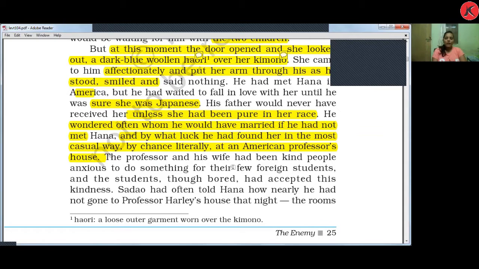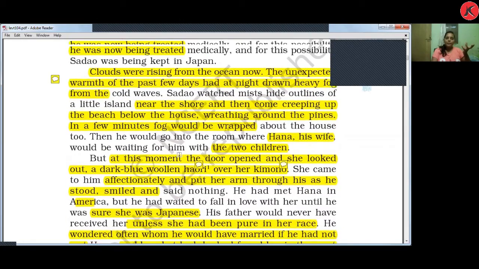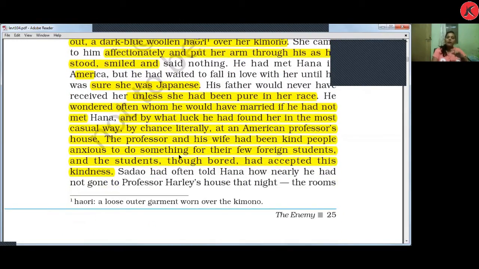The professor and his wife had been kind people anxious to do something for their few foreign students, and the students, though bored, had accepted this kindness. Now here the doctor was talking about that American professor and his wife. The American professor was very kind and he was helping the foreign students. For example, this doctor is also from Japan. So Dr. Sadao was from Japan. So this American professor was helping so many foreign students, and that's why they went to the American professor's house.